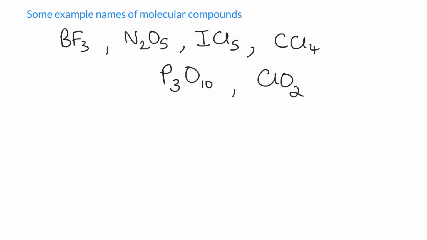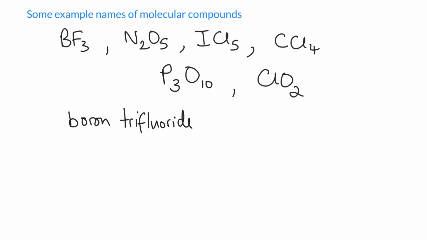So go ahead and write those down. And if you want to, just go ahead and pause the video and name them all. And we can unpause it and go through it together. Okay, so let's start with BF3. B is boron. There's one of them, but we don't say mono for the first one. F is fluorine, and there's three of them, so it would be tri. Fluorine becomes fluoride. So BF3 is boron trifluoride.